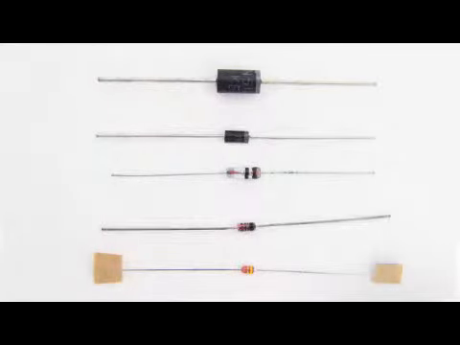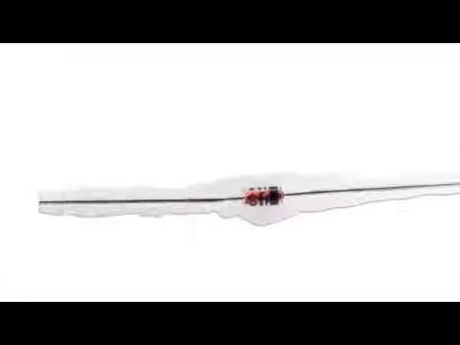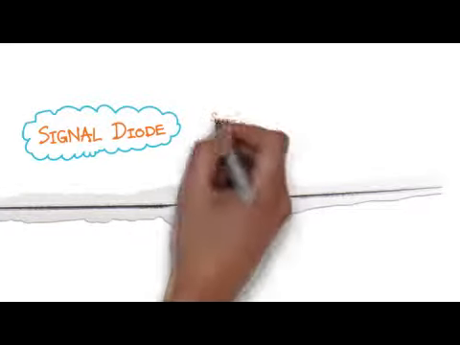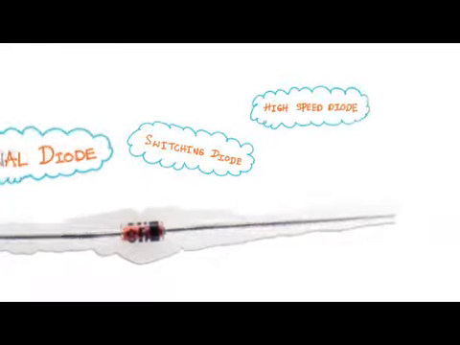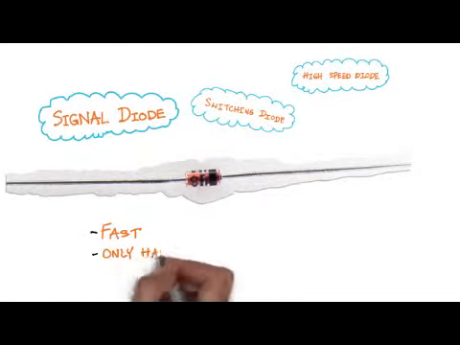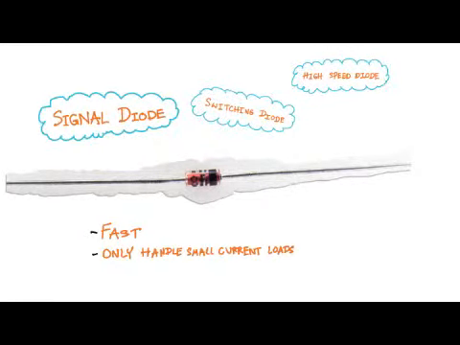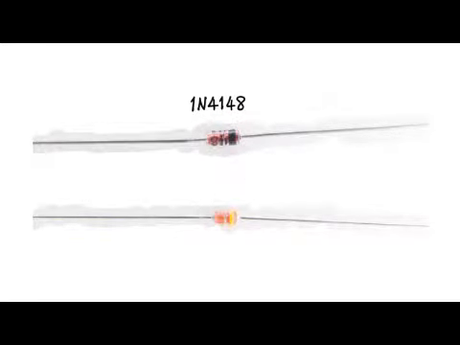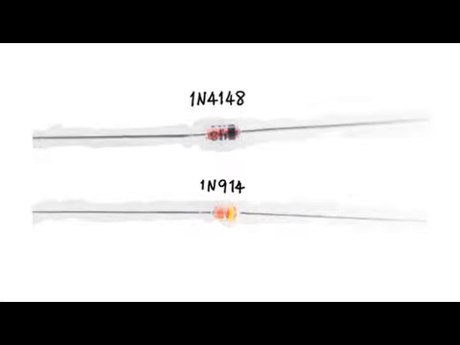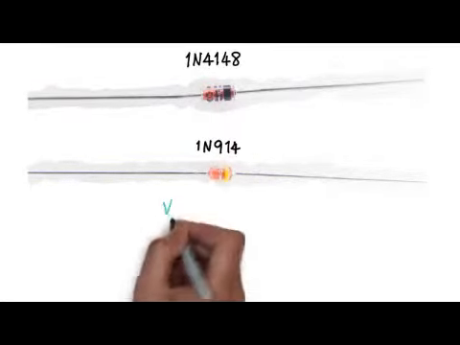There are lots of different kinds of diodes. Let's go through some of the most common ones. Signal diodes, also known as switching diodes or high-speed diodes. These types of diode are designed to be fast but can only handle small current flows. The most commonly used are the 1N4148 and 1N914. These two diodes are quite similar and can be used interchangeably.